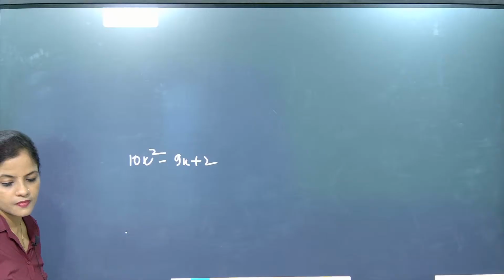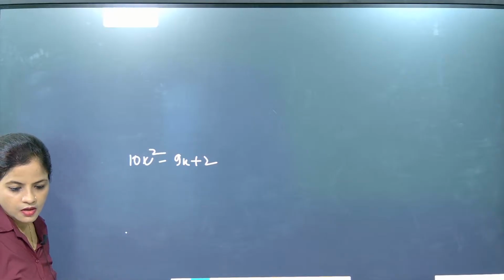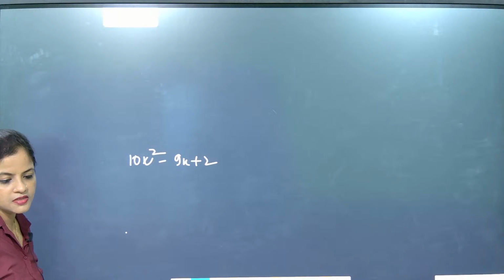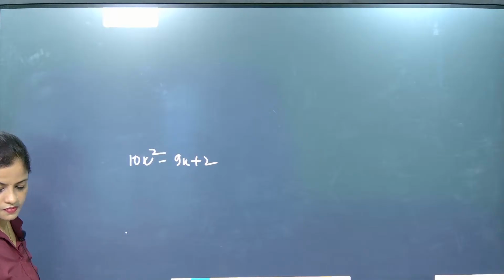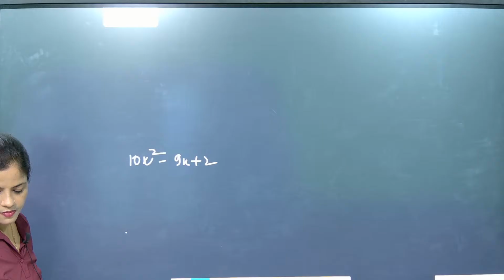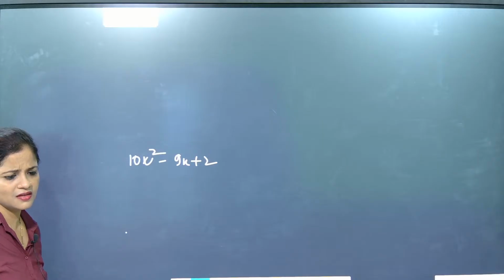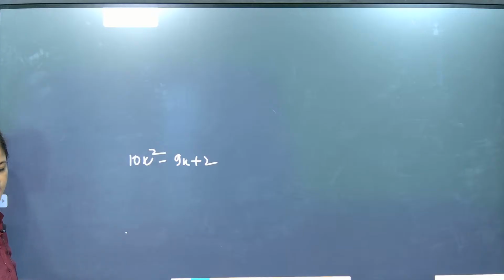Done? x plus 3. Very good, child. Can you give the final answer, beta? Huh? 5x? Okay, let's check this one out.